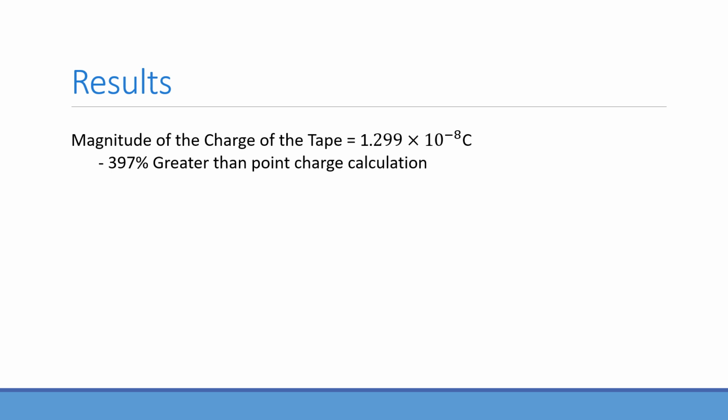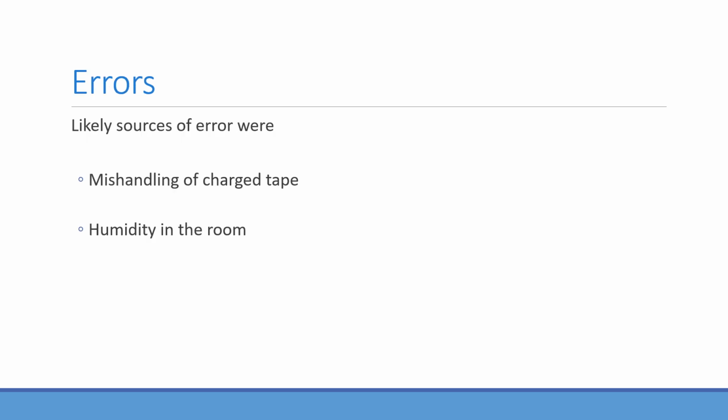So again, the magnitude of the charge was found to be 1.299 times 10 to the negative 8 coulombs, which I calculated to be 397% greater than the point charge calculation. So some likely sources of error were mishandling the charged tape as well as humidity in the room, and we could also probably have gained a more precise answer if we had taken more differentials of the dE field equation in our code.